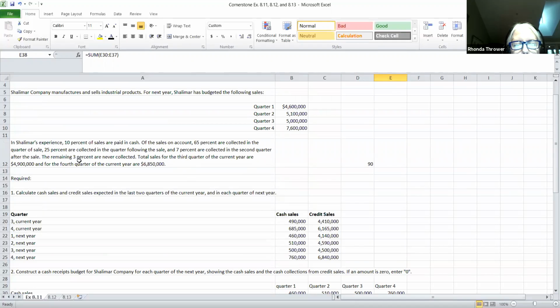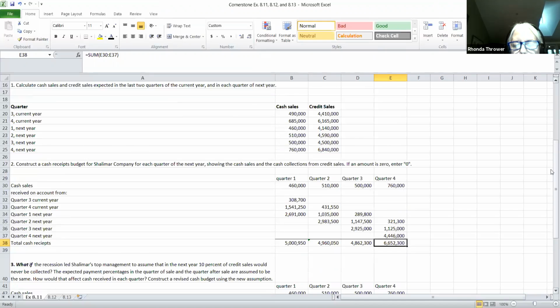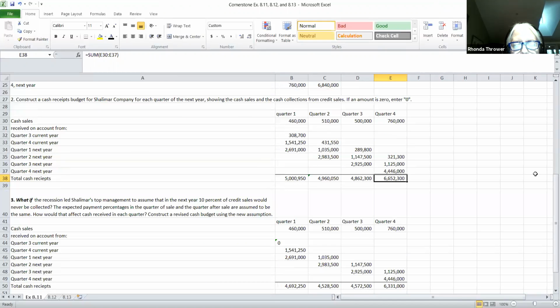So what you're going to do is you're going to collect 65% in the quarter of the sale, just like it said it was, and then 25% in the quarter following the sale. But we're not going to collect anything after that, because they had decided that 10% of the sales would never be collected. So start with your cash sales just as we did before. Cash sales are 10% of the total sales figure.